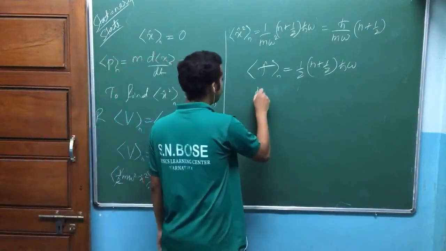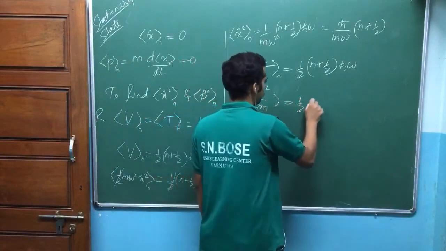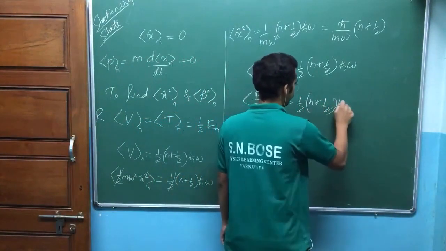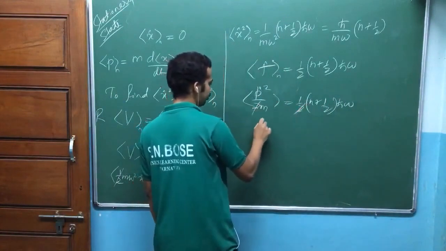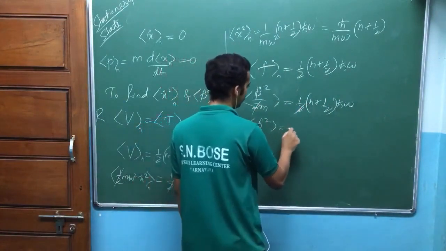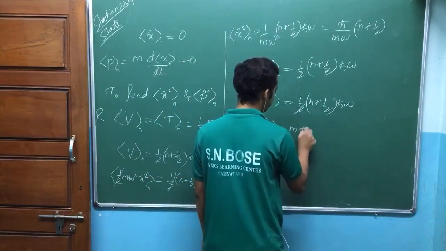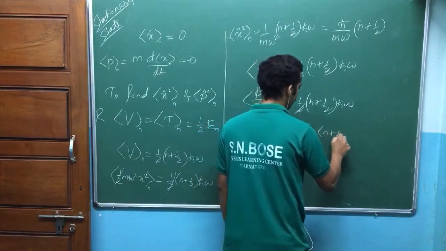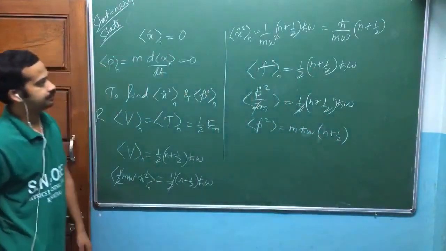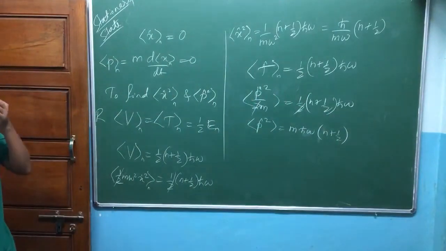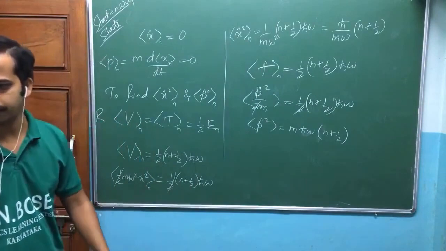So now this is equal to P cap square by 2m, half of n plus half h bar omega. I think 1 by 2 got cancelled here. That's why P cap square is equal to m h bar omega, n plus half. Isn't it? Just check it out. m h bar omega, n plus half. That's correct. Is that okay?